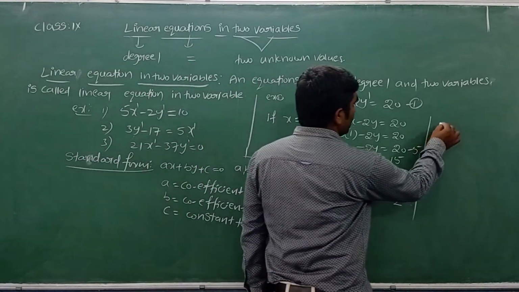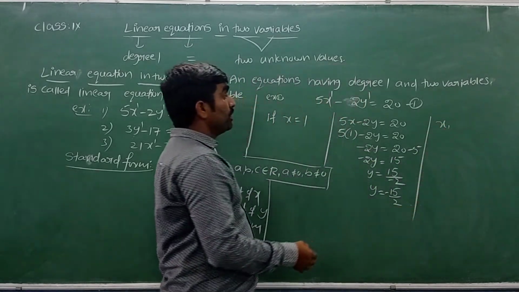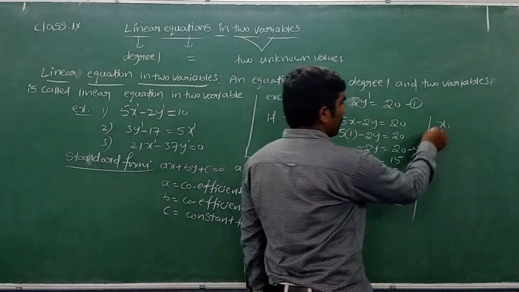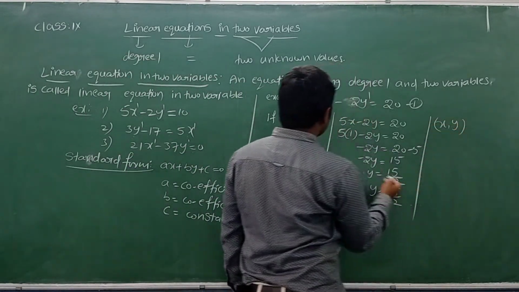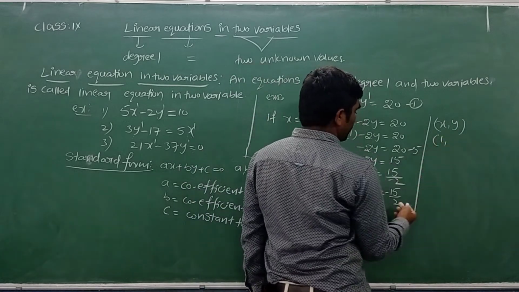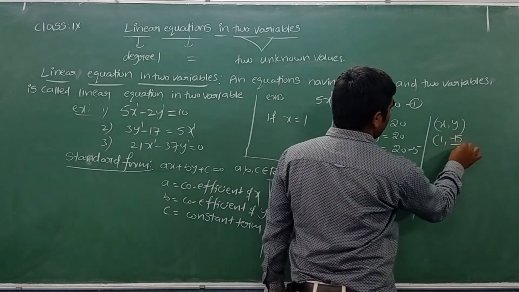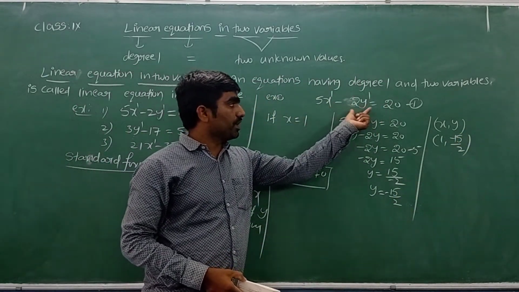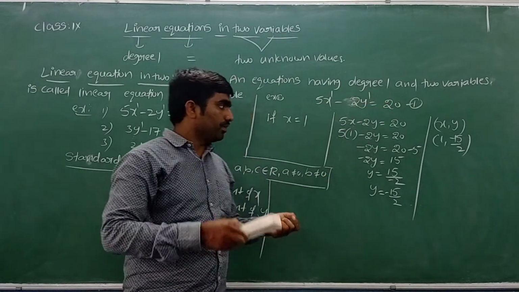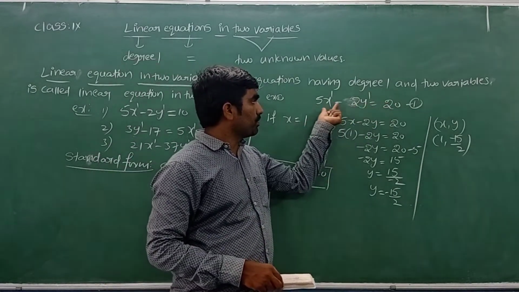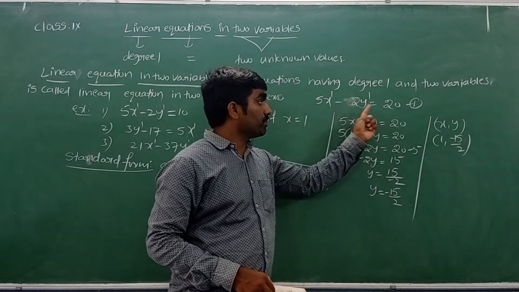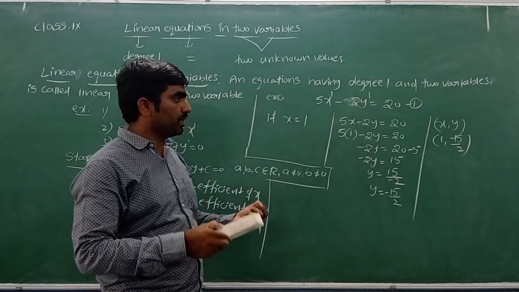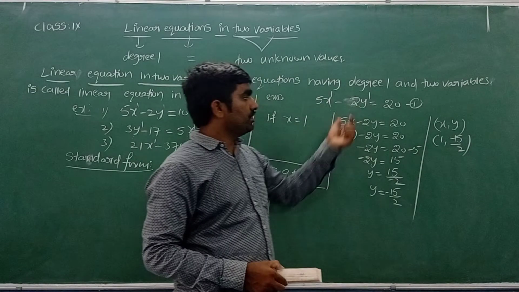Now the solution of this linear equation in two variables we have to express as an ordered pair. So what is the x value? 1. What is the y value? Minus 15 by 2. (1, minus 15 by 2) is the solution of this linear equation in two variables. If you want to check, take the equation, and in the place of x substitute 1, and in the place of y substitute minus 15 by 2. You should get LHS and RHS equal. Then only it is called a solution of this equation.